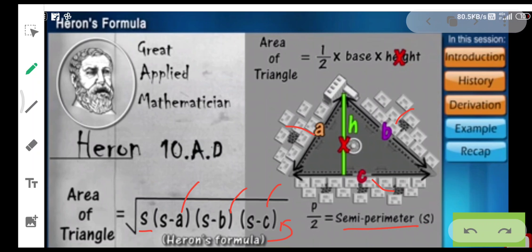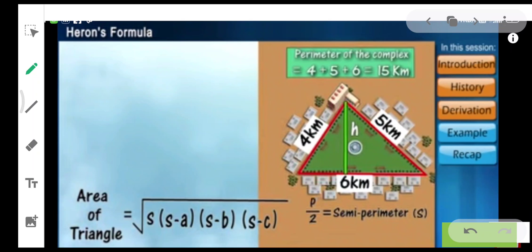So this person, Heron, derived this formula. That is the reason this is called Heron's formula, and this formula can be used to find area of triangles if length of three sides is given. So let's proceed. We'll find first perimeter of this complex. We'll add up all this, 4 plus 5 plus 6. This is the method of finding area of triangle if length of three sides is given.